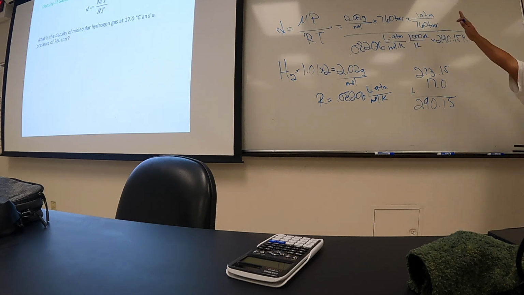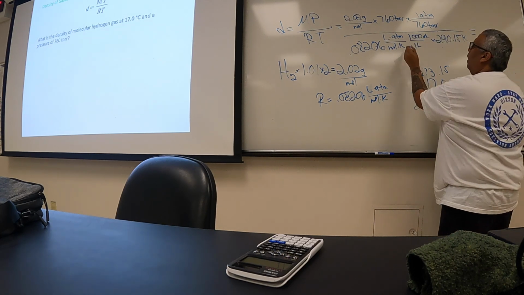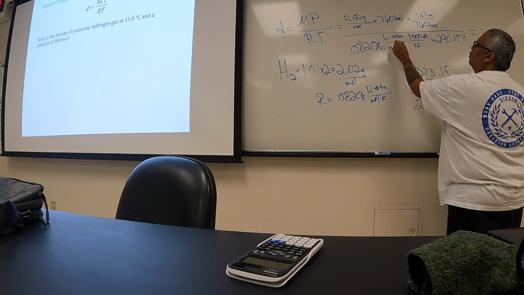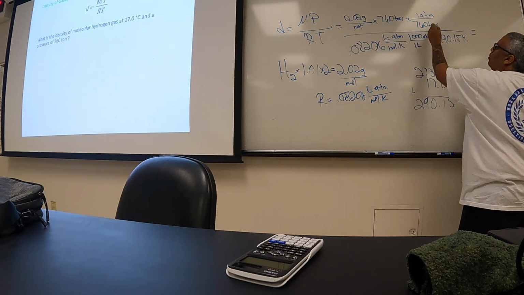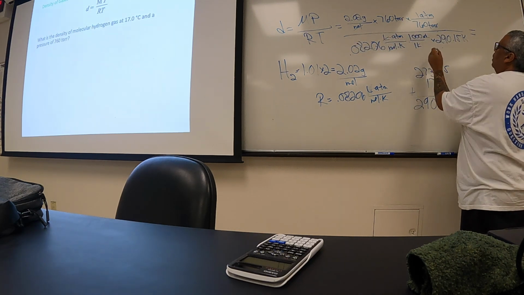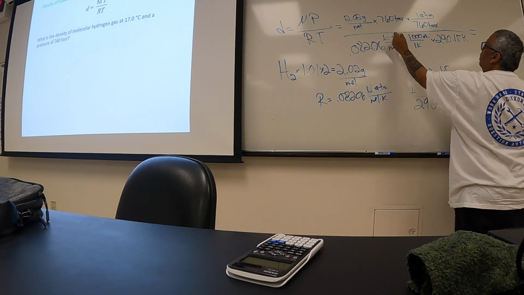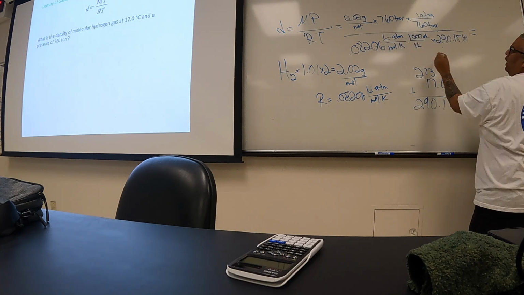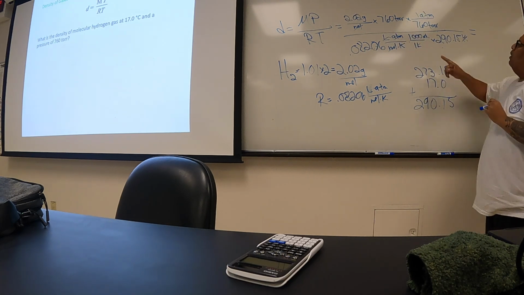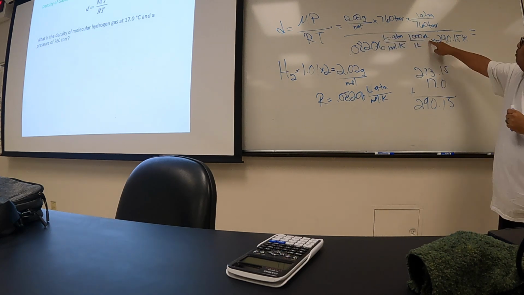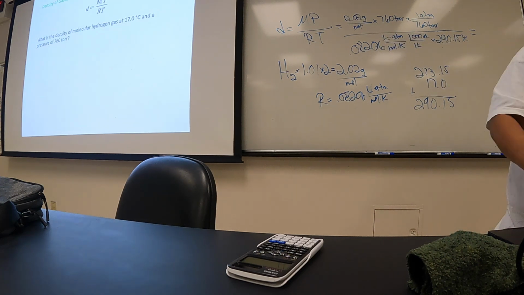So now we have everything we need. Let's cancel our units out. Liters cancels liters, moles cancels moles, torr cancels torr. Atmospheres cancels atmospheres, Kelvin cancels Kelvin, and we're now going to be in grams per milliliter.